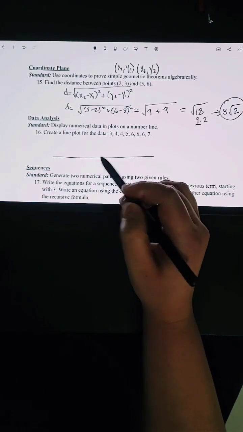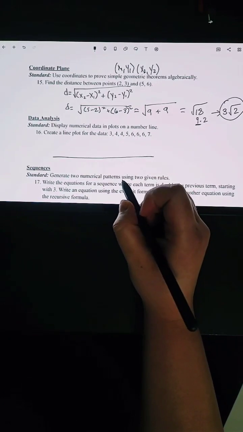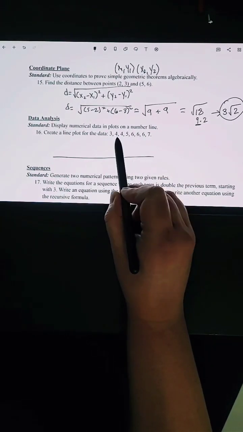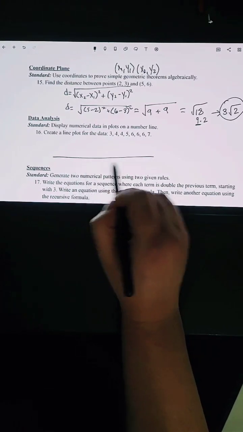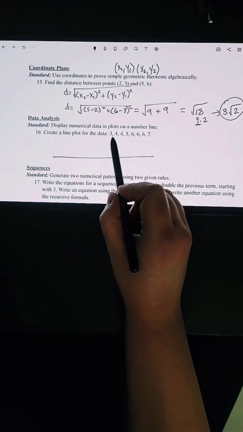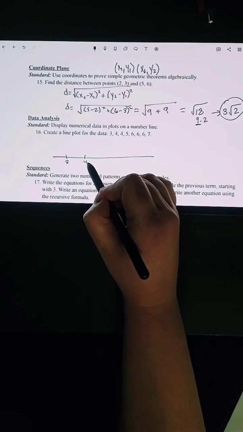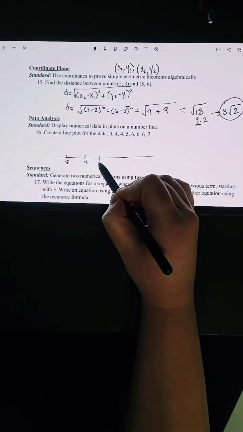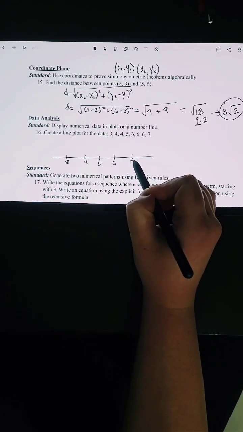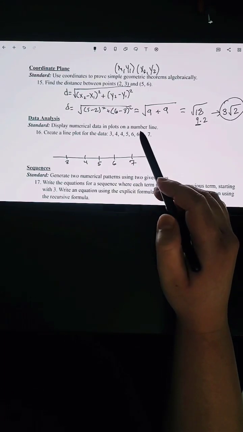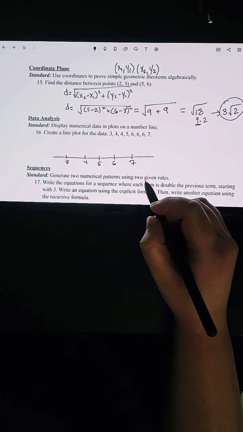So a line plot is basically like a number line, where the data points, the numbers you're talking about with the data, go on the number line. So I'm talking about the numbers 3, 4, 5, 6, 7. Those are the numbers I'm going to put on my number line part.